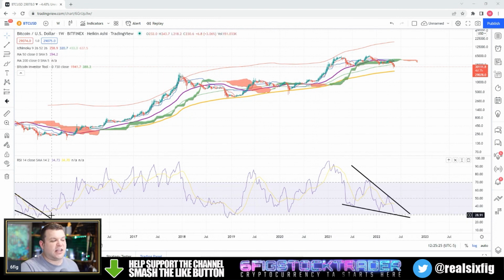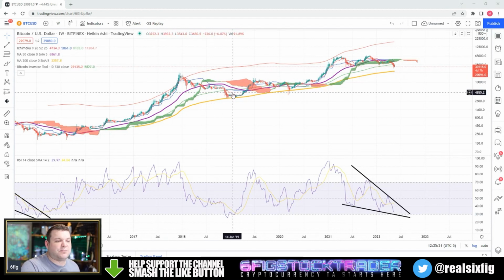But we can see that the times it really bounced and pivoted in the middle of these bear markets was somewhere around this 25, 26 level. The 2018 bear market came to an end when we hit rock bottom at about 25 RSI. And again, the 2014-15 bear market right around that 25 mark. Currently, RSI is sitting at 32.